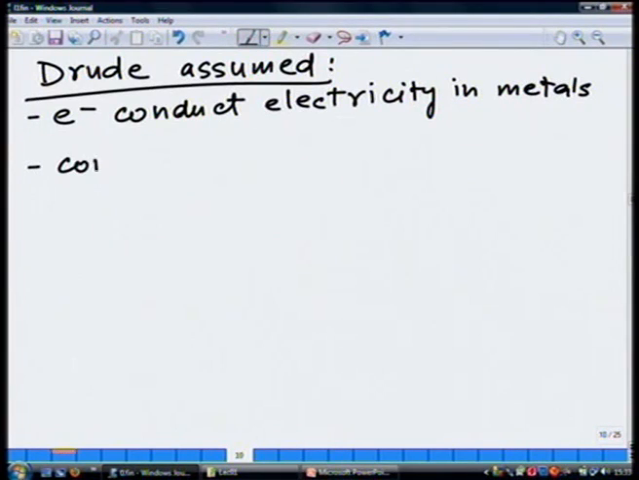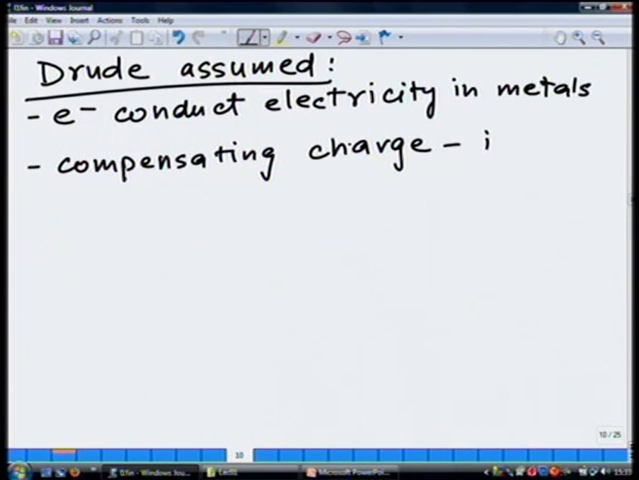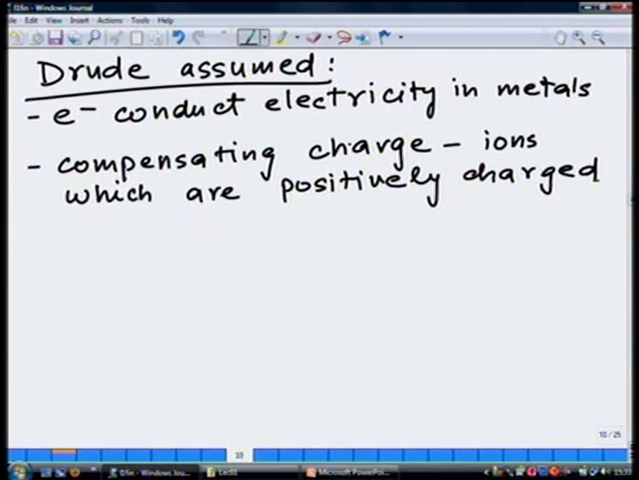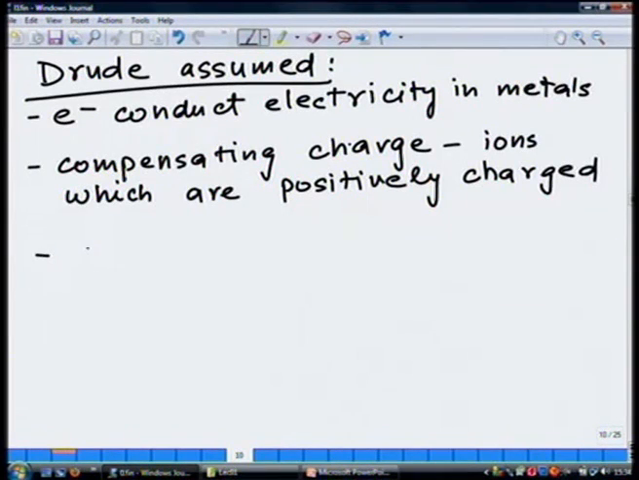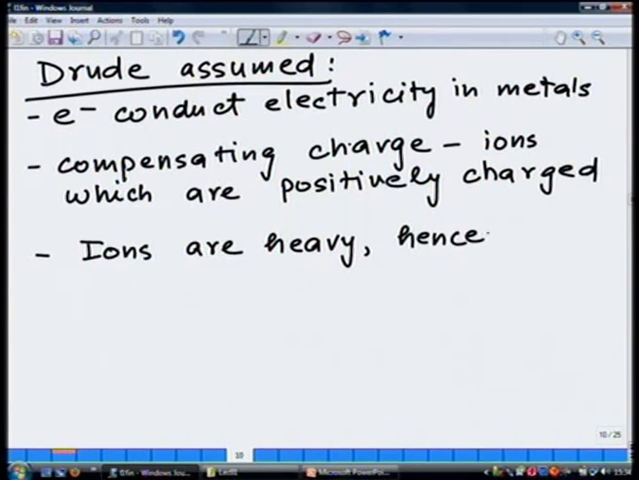Now this is an important statement he makes: since there is an electron, a negative charge, there must be a compensating charge. So he makes the assumption of a compensating charge in the form of an ion which is positively charged. Remember, this is at a time when the structure of the atom is not known. He makes this assumption because he needs to put in a compensating charge. Another thing he does is say that ions are heavy, hence immobile. This is another assumption he makes.